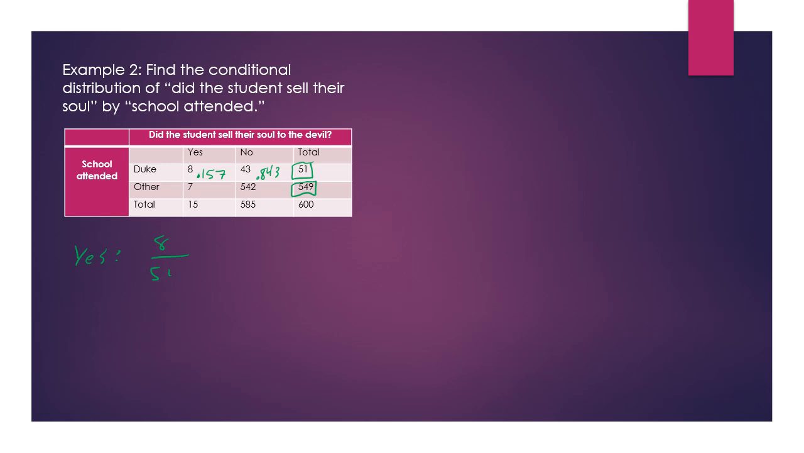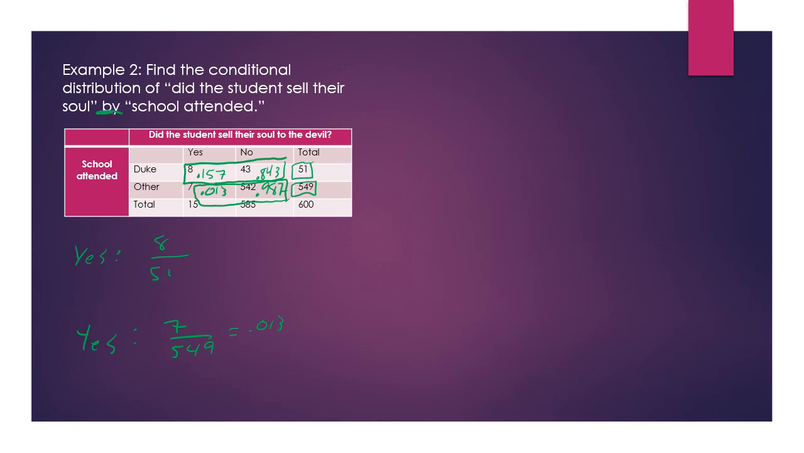All right, and among the other group, those who said yes, the other is 7 out of 549, which works out to about 1.3%, which we'll put right here, 0.013, meaning that 98.7% of those who went to other schools did not sell their soul to the devil. Again, notice that these percentages this time are adding up to 100%, moving across the table.